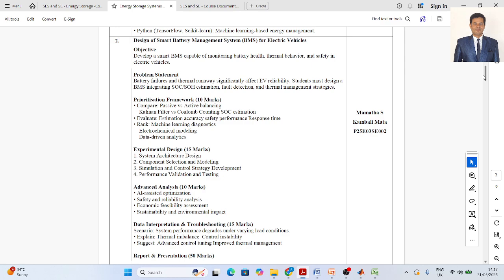So, the next assignment is for Mamta S. Design a smart battery management system for electric vehicles. Your objective is to develop a smart BMS capable of monitoring the battery health, that is SOH, State of Health.